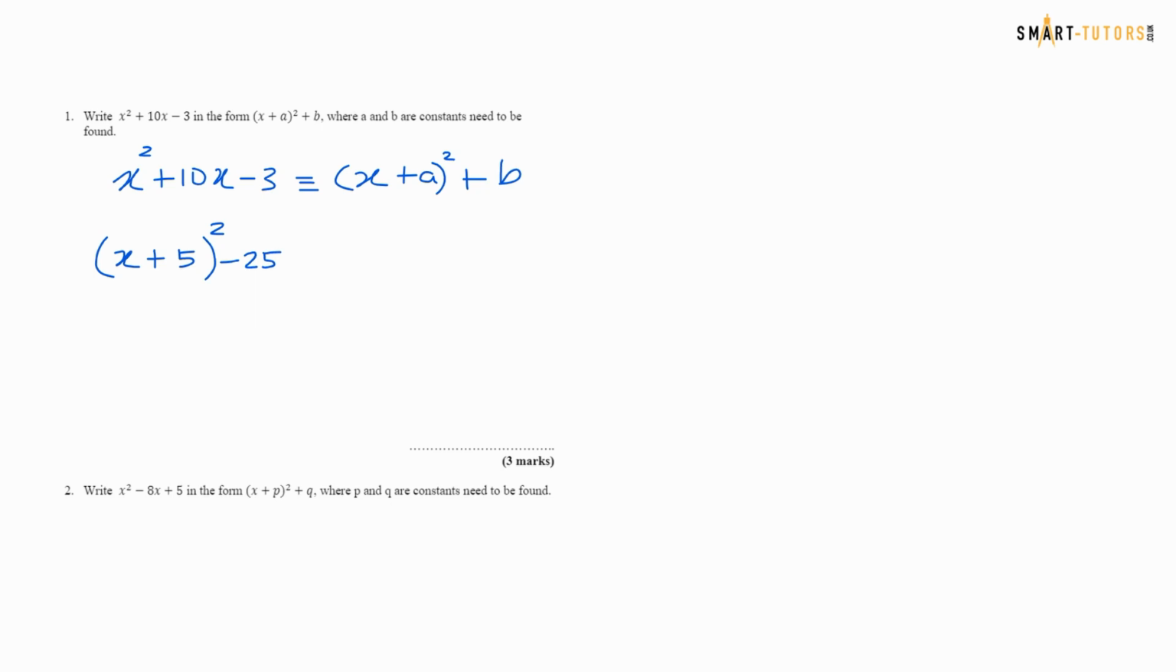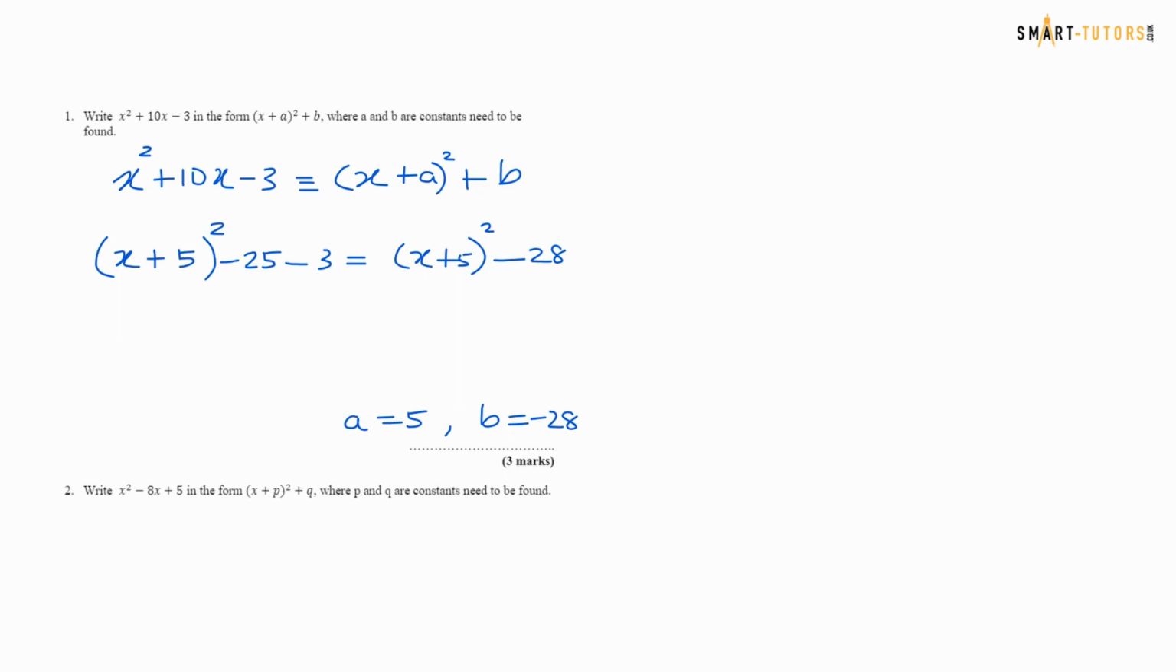The way to remember is, whatever the number here, 5, you always take away the 5 squared. So 5 squared is 25, take away 25. Minus, the question itself has a 3. So the answer is going to be (x plus 5) whole thing squared minus 28. So we found a is 5, and b is minus 28.